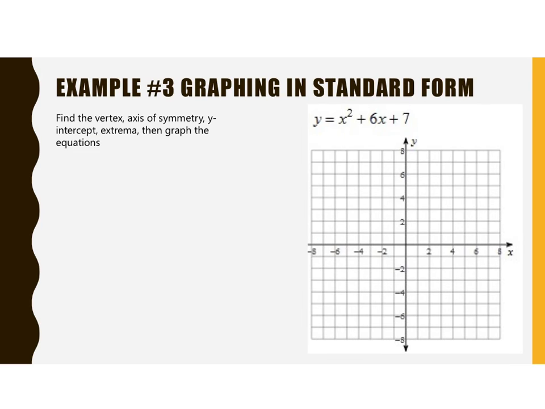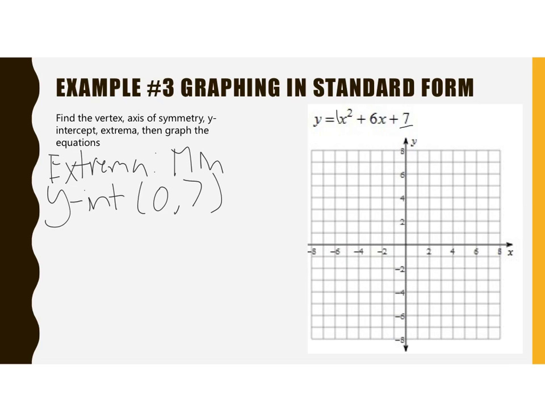Example 3, we're going to solve for the same things, then graph. If you can do the solving on your own, pause and try it before watching me. Easy stuff first, extrema. A is an invisible 1, so positive, giving me a minimum. Y-intercept, value of c, so 0, 7.